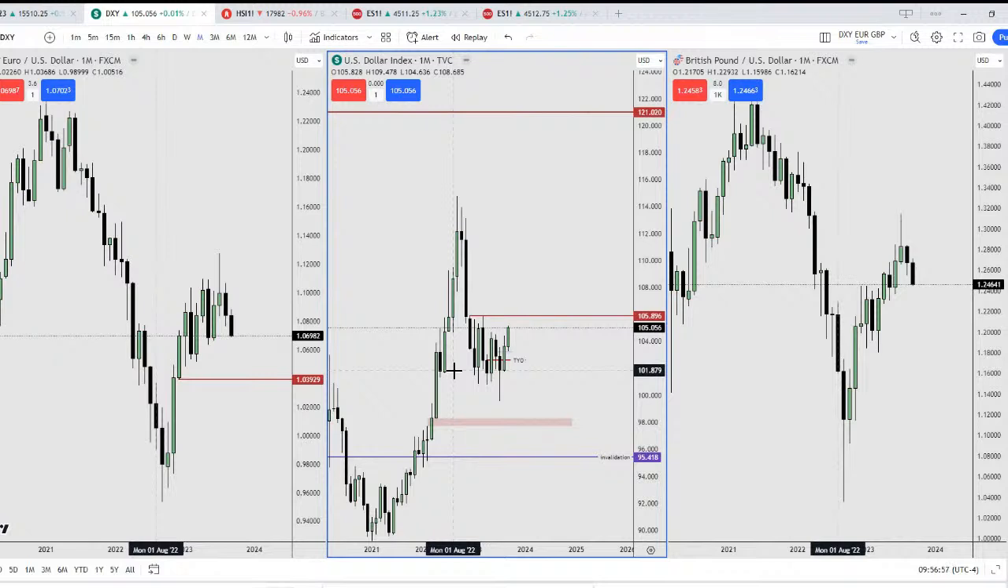Okay, I would much prefer to trade when they are both in sync, which means the indices are moving inversely with the dollar. That would be nicer in terms of market synergy. All right, and moving on, let's head over to gold.